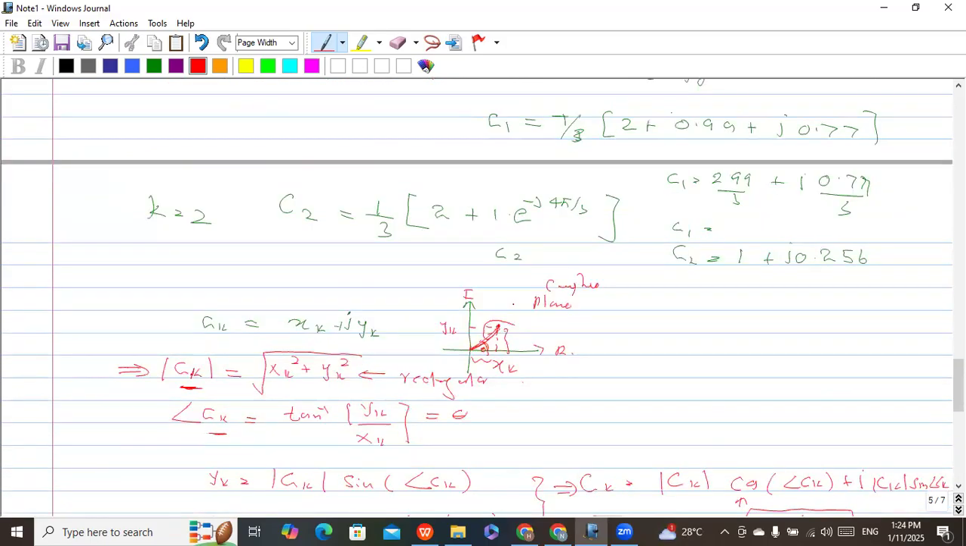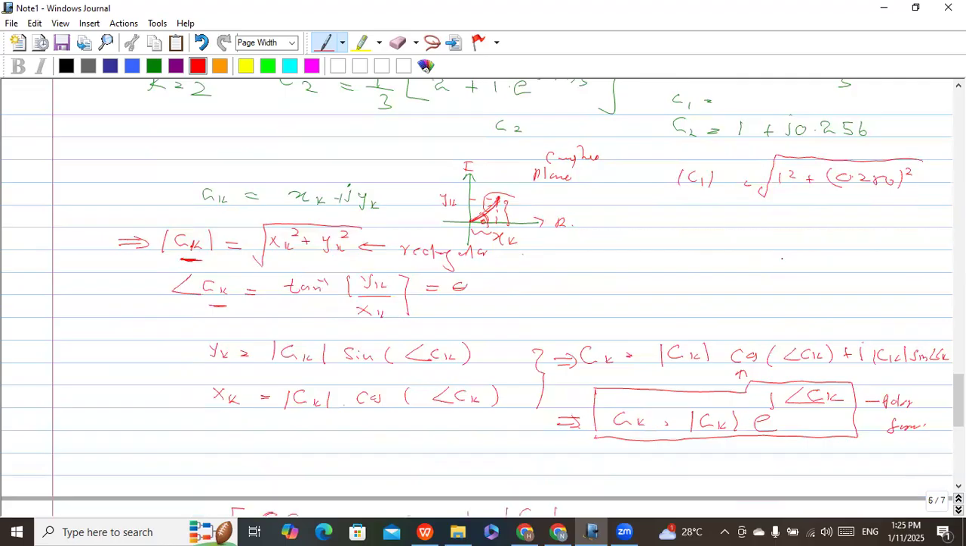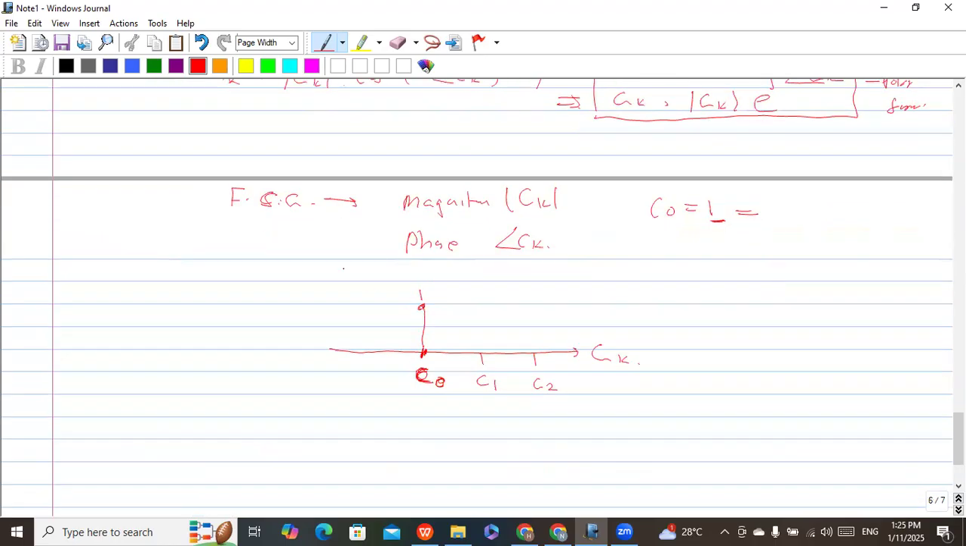The magnitude of C1 you need to calculate. It is 1 square plus 0.256 square, root. This is the magnitude of C1. Then you can find this value and put it here. It may be bigger than 1. So this is the magnitude of C1.